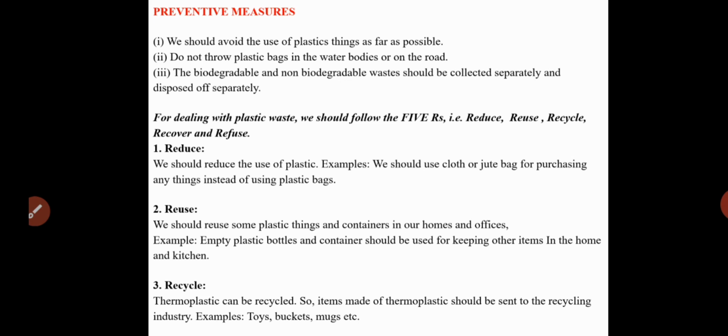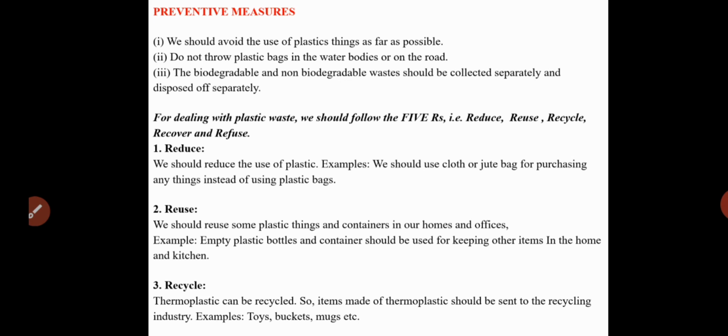biodegradable substance, and biodegradable substances usually take part in biological activity and are converted into harmless products, and those substances do not affect the environment. So you have to avoid using plastics as far as possible.